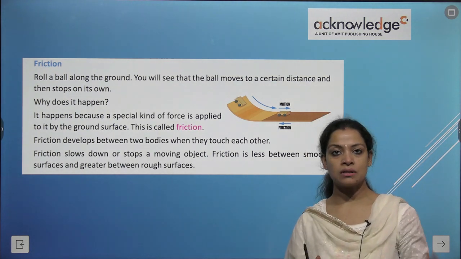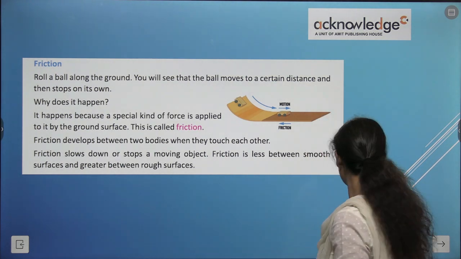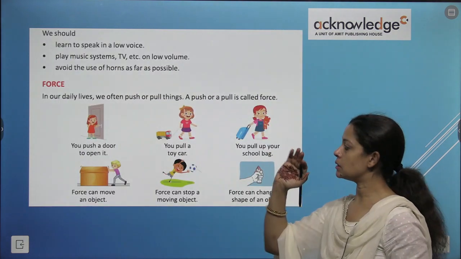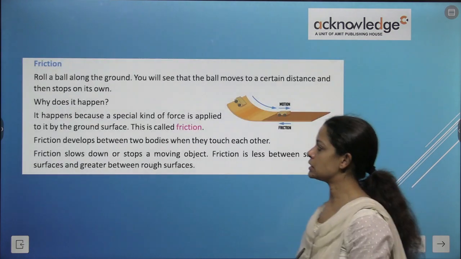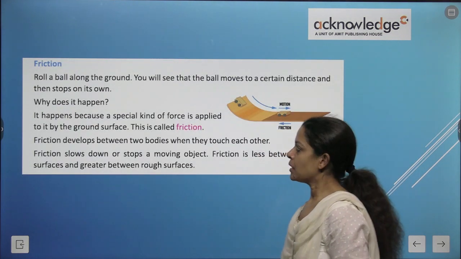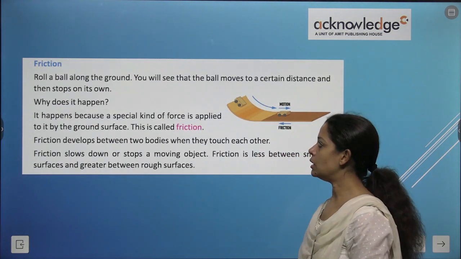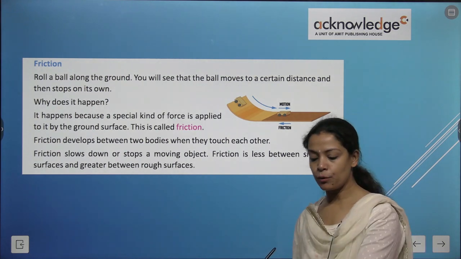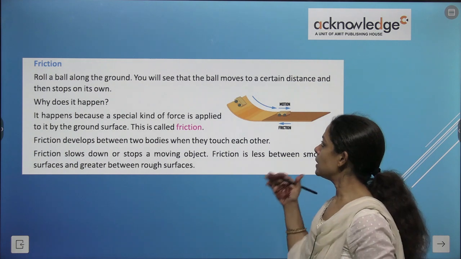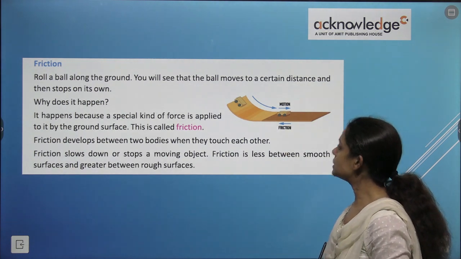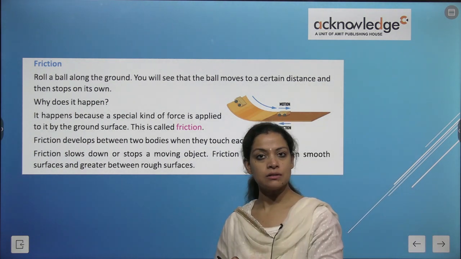Now friction. Force हो गया. Force is a push or pull phenomena is called force. Now we have to study about friction. Friction क्या होता है? Roll a ball along the ground. Suppose एक ball ले लीजिए and keep rolling it over the ground. So you will see that ball moves for a certain distance and then it stops on its own.